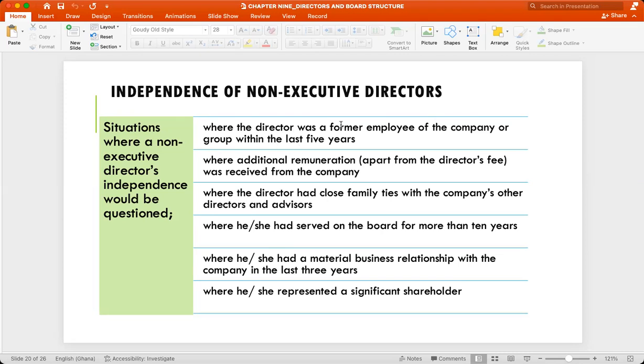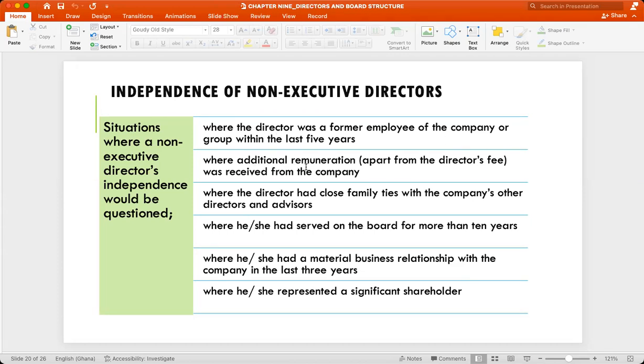Where the director was a former employee of the company or group within the last 5 years. If you were a former employee of the company, or the group to which the company belongs, within the last 5 years, and you are appointed a director, you cannot be considered an independent non-executive director.